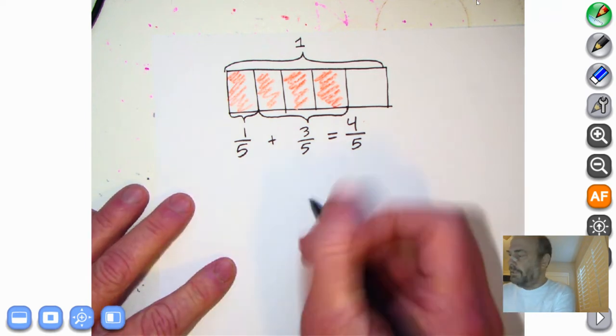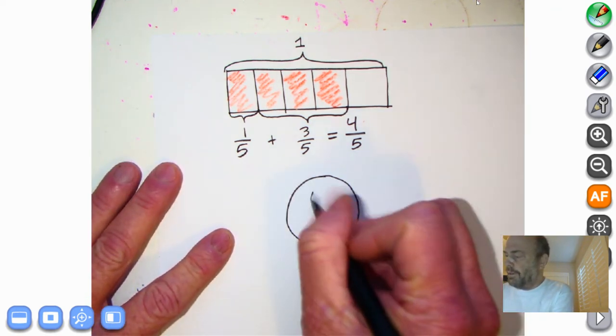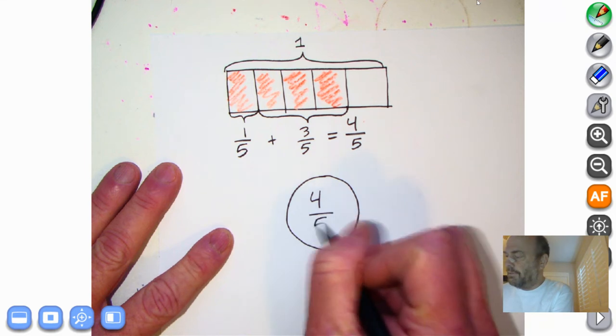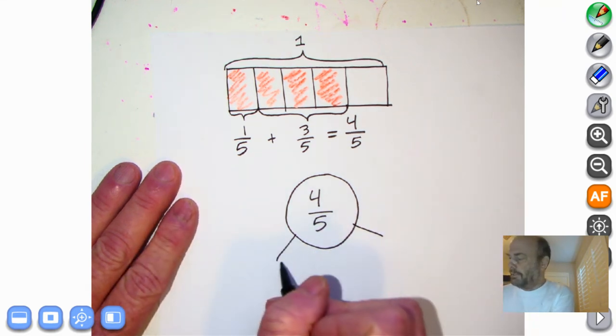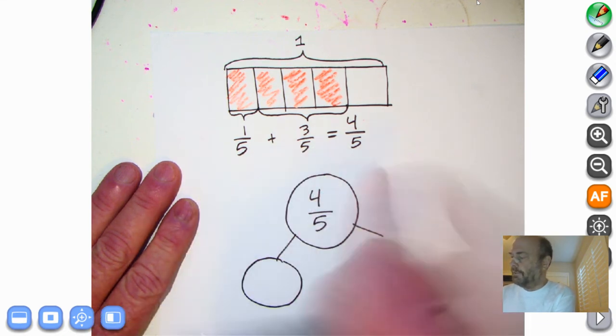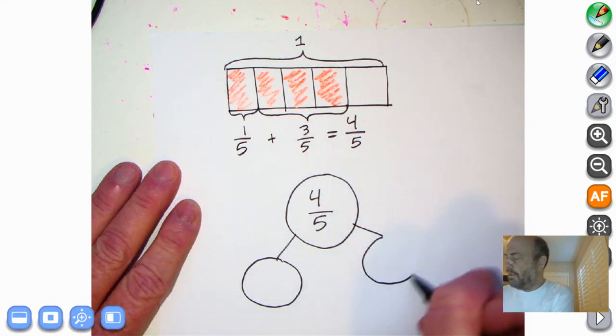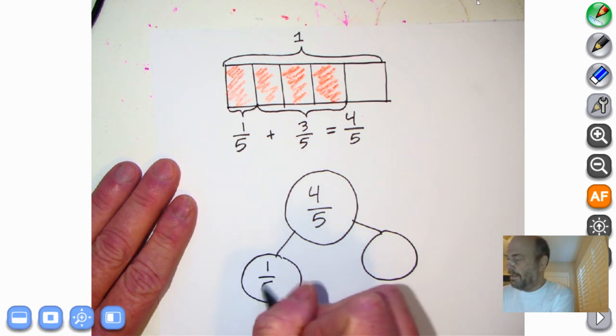So let's make the number bond, not of 1 whole, but of 4/5. What constitutes or makes up the 4/5 in the problem above? 1/5 plus 3/5 equals 4/5. Well, we would have 1/5 and 3/5.